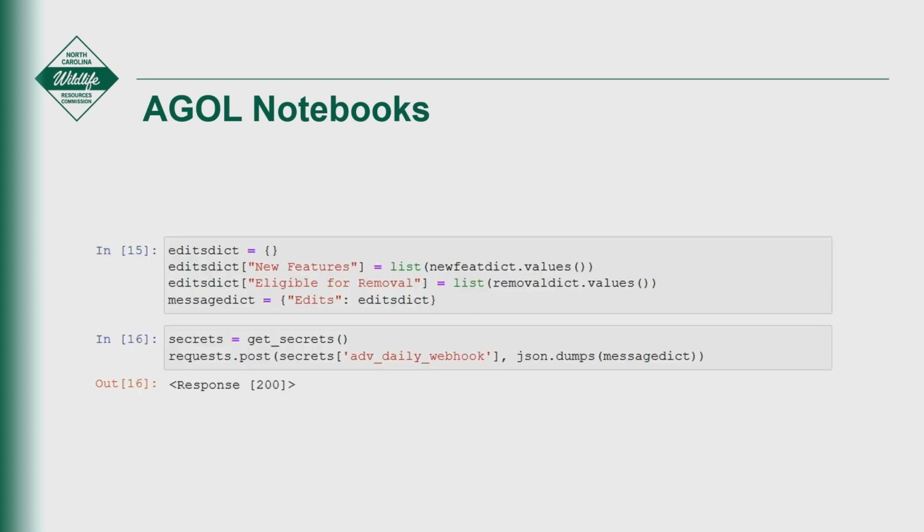So finally, we put together this dictionary, and it's split into new features and features that are eligible for removal. And then I just use this request library to send a webhook with all of that data, that just dictionary of text, and that's sent to Make.